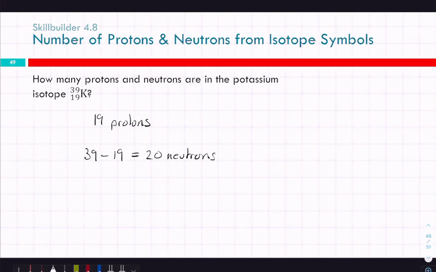Well, that's pretty much all there is to that. Just remembering what each number means and represents, and then remembering that the mass number is made up of the protons plus the neutrons.